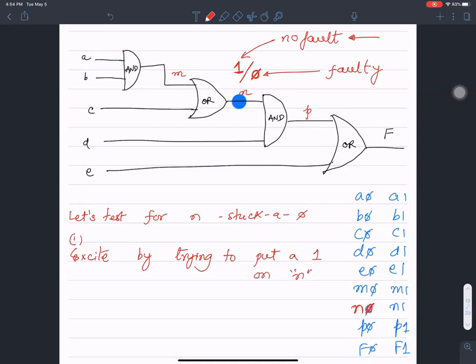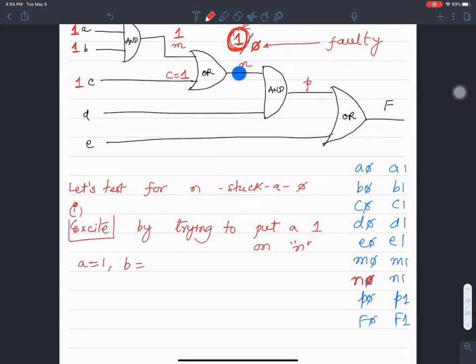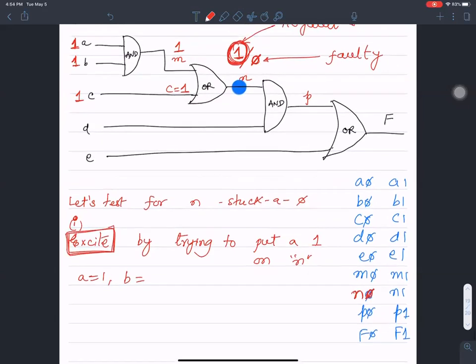In order to make this a 1, what value do I have to pick for A? I make A equals 1, B equals 1, and C equals 1. If I pick A equals 1, B equals 1, then this guy becomes a 1. And if I make C also equal to 1, then I have accomplished putting a 1 on that node. So the first step in stuck at fault modeling is to excite the particular fault by trying to put the opposite of the fault.